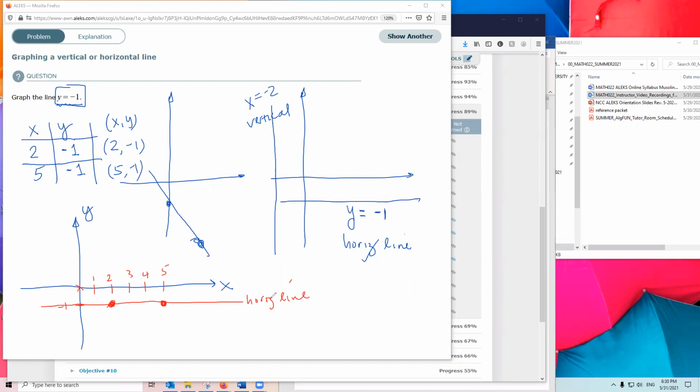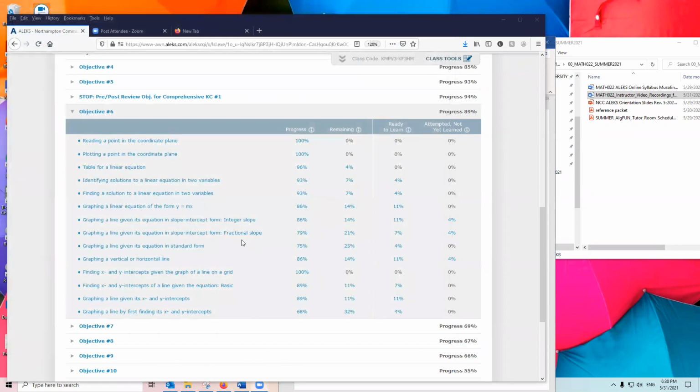Okay, so anytime you see an equation of just y equals a number, the graph is going to be a horizontal line.